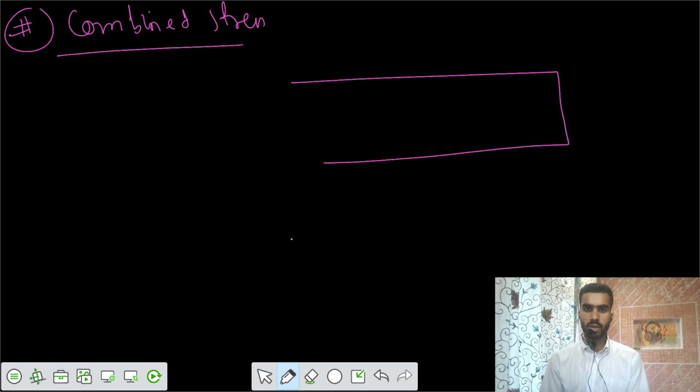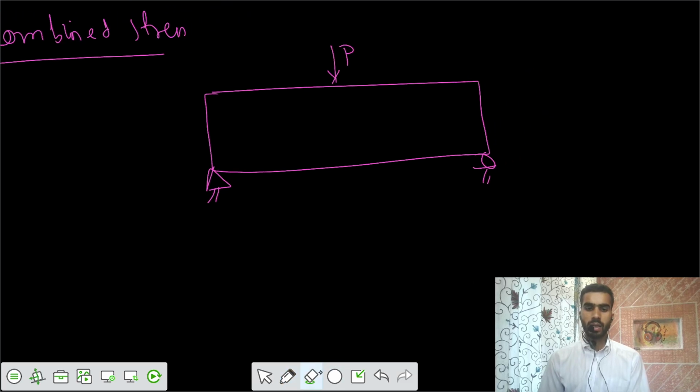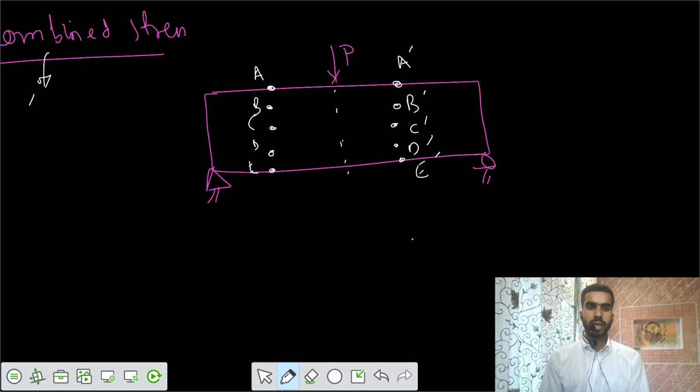So if we have this one, that's a simply supported beam, and you apply a concentrated load P at the mid span, and you take a few points A, B, C, D, E. Similarly, if you took from the other side also A, B, C, D, E, but you call it as A dash, B dash, C dash, D dash, E dash. You want to represent the state of stress on these points. Write the state of stress on these points.